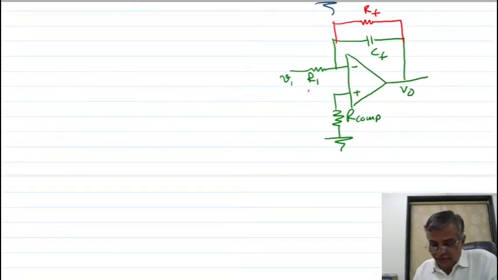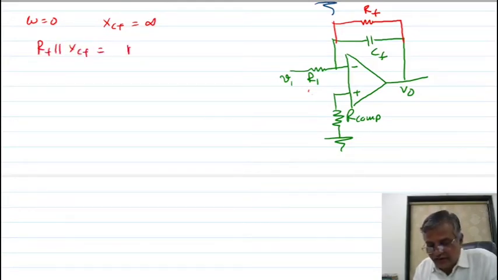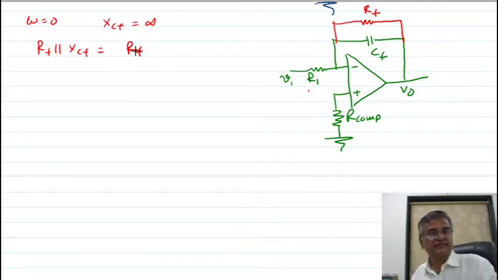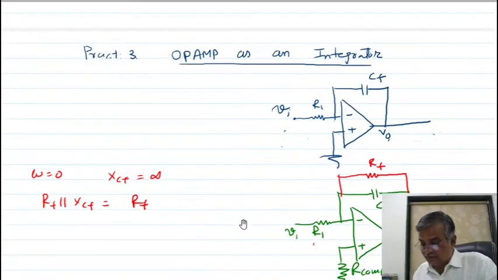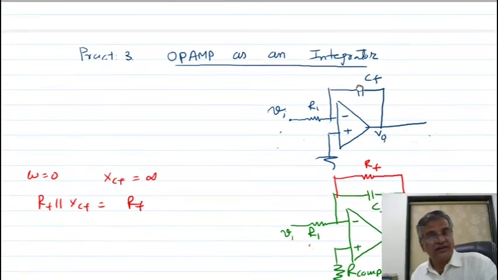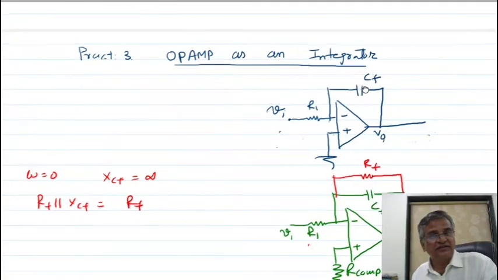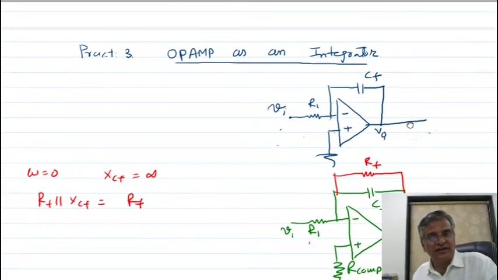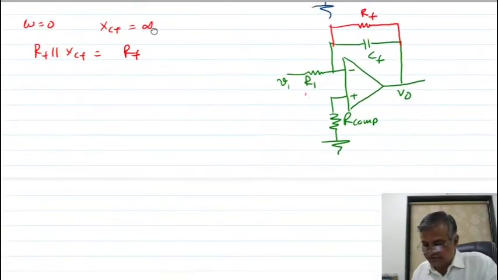at low frequency, your omega is 0, XCF is infinite. As a result, this RF parallel XCF will only be RF. In the initial case, when omega is 0, this is infinite, so due to the infinite reactance of this, the output will be saturated. Now it is different.